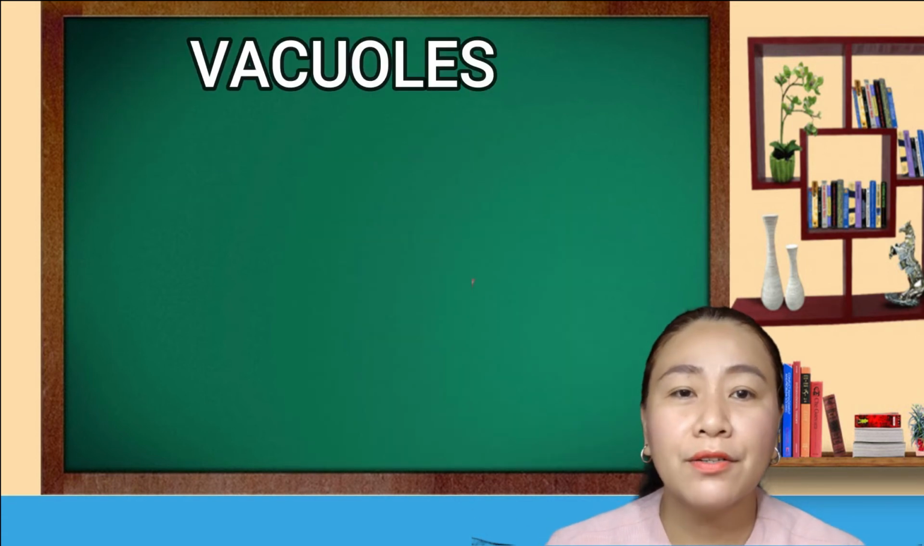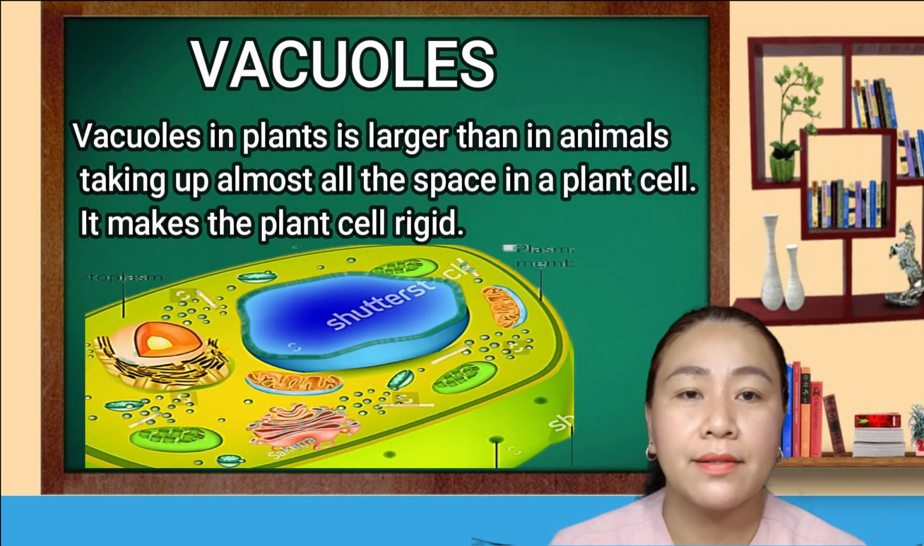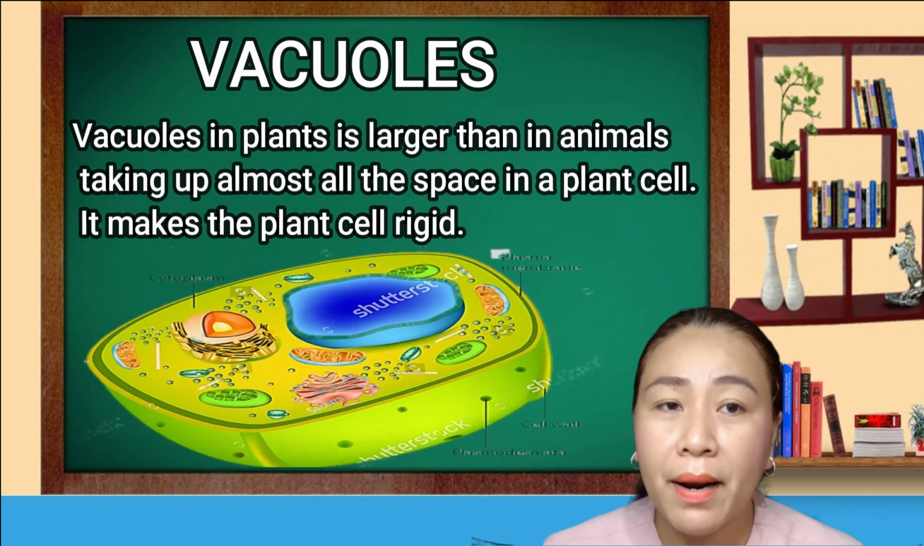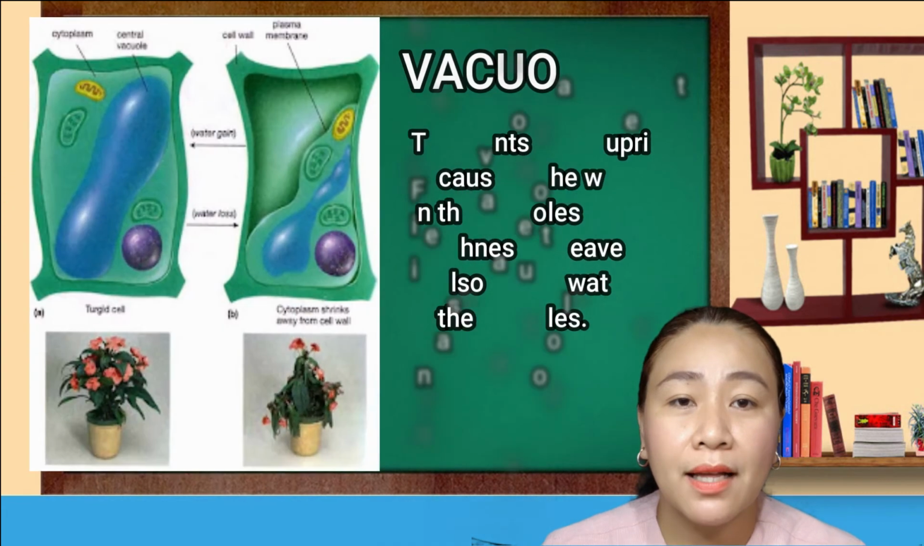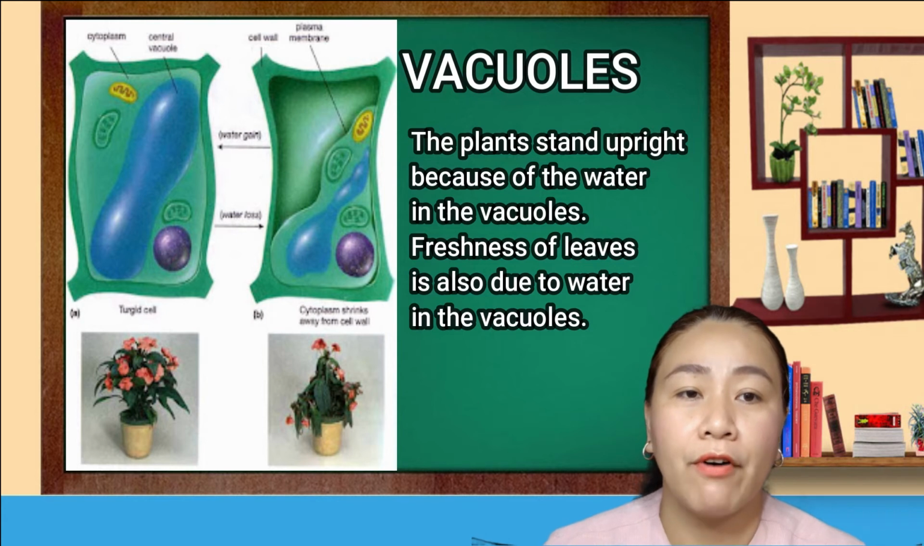Vacuoles. Vacuoles in plants are larger than in animals, taking up almost all the space in the plant cell. It makes the plant cell rigid. The plant stands upright because of the water in the vacuoles. The freshness of the leaves is also due to water in the vacuoles.